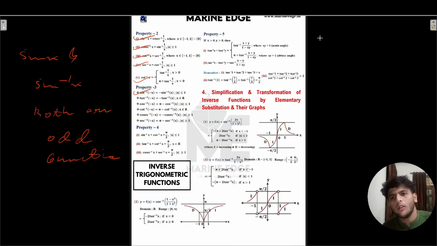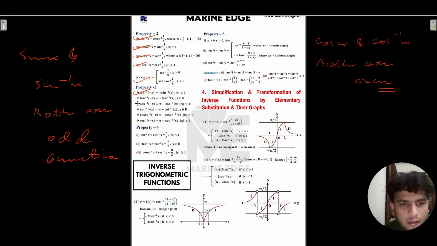Okay, and cos x and cos inverse x both are what? They are even functions. That is, both are even. Okay, is that clear? So you have to understand this. That is, tan is also an example of an odd function. Cos is an even function. Cot is also an even function. Okay, so this is how you can actually understand this.